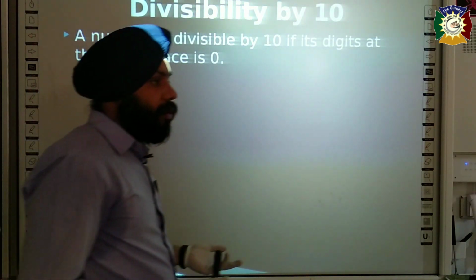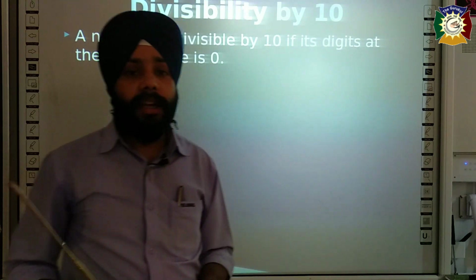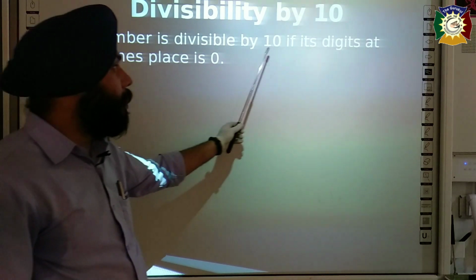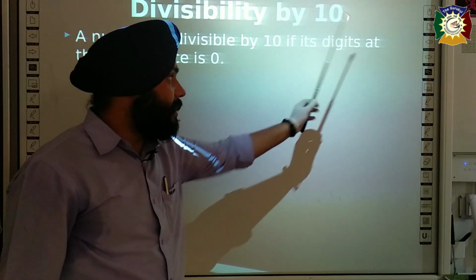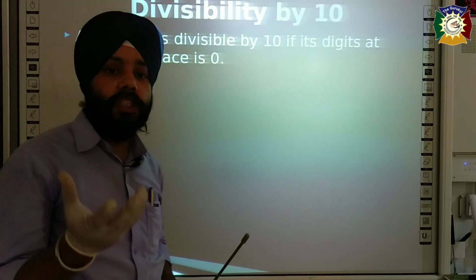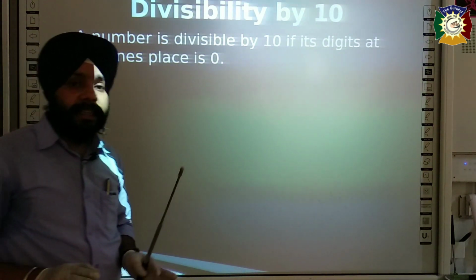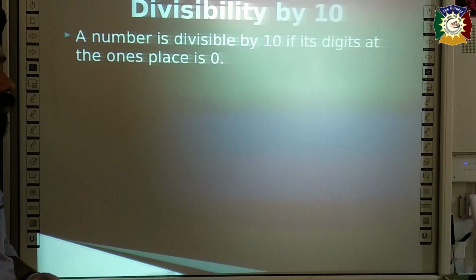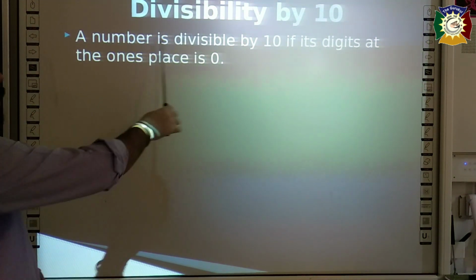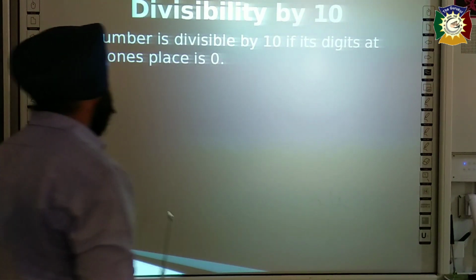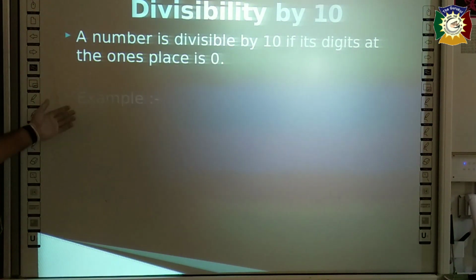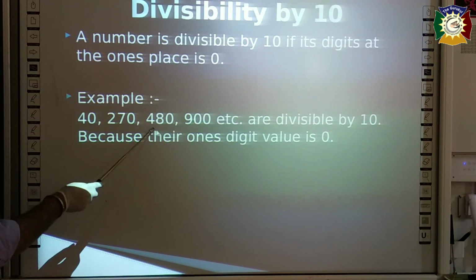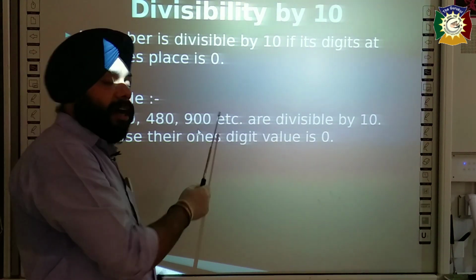The table of 10 we already know very well. All the unit digits in this table are 0. So we simply say a number is divisible by 10 if its digit at the ones place is 0. You have already done this type of question in your previous classes, in the 4th or 5th standard. So just to remind you, a number is divisible by 10 if its digit at the ones place is 0.